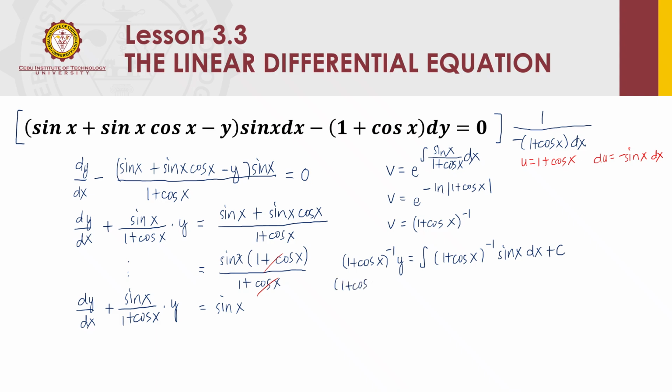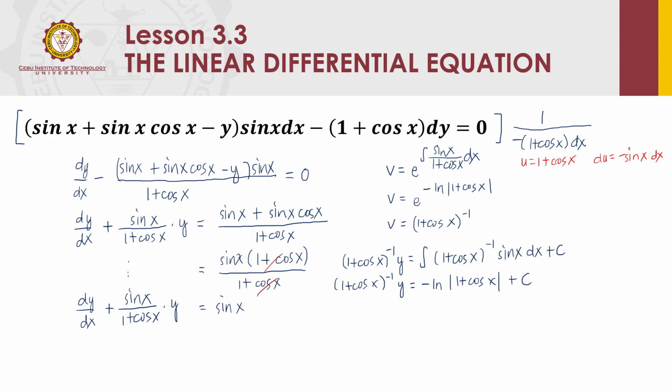Continue integrating the right side of the equation. So we have basically sine of x all over 1 plus cosine of x, similar to the one in the integrating factor. Okay, so the integral is negative of ln of 1 plus cosine x, and then plus c.